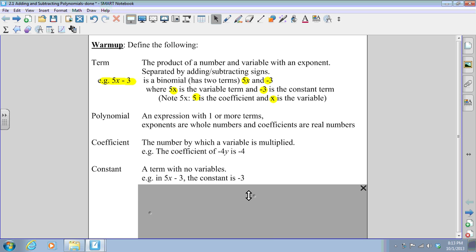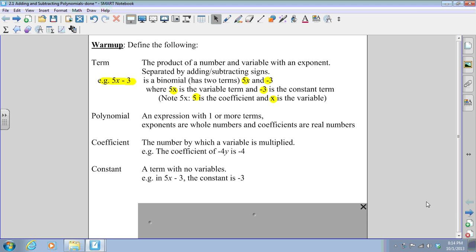Okay, a constant term is a term with no variables. An example here above, the -3 is the constant term. There's no way it can be changed. So a constant term basically stays constant, whereas if you have a variable in it, you can substitute any value in for that variable. So that's why you call it a variable term. A constant term, again, is a number all by itself.